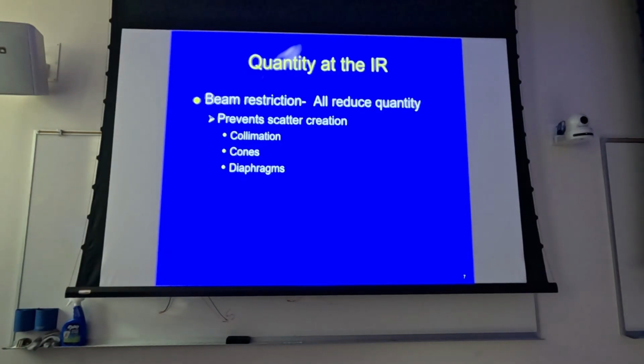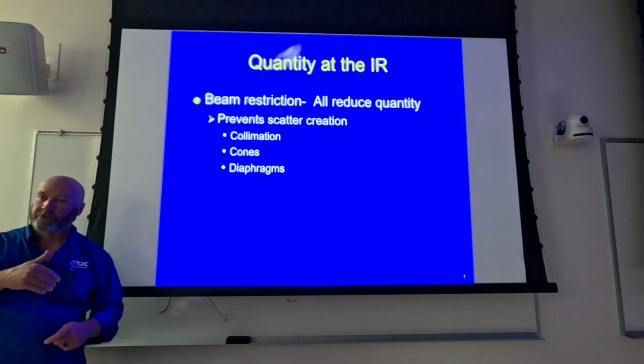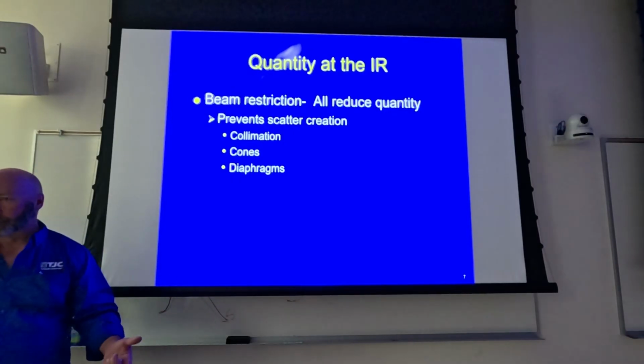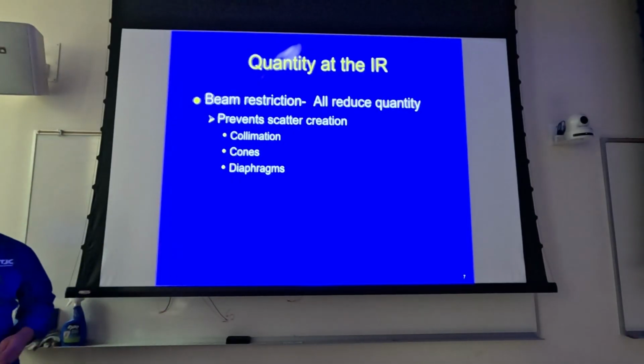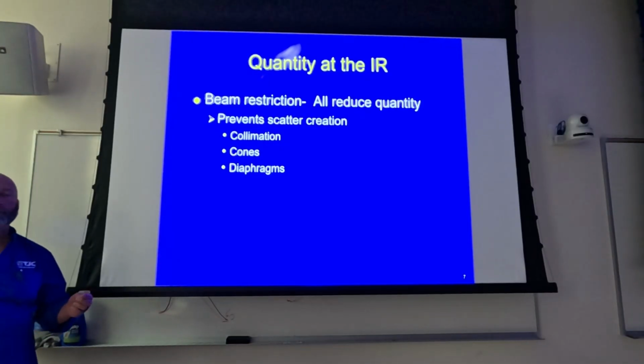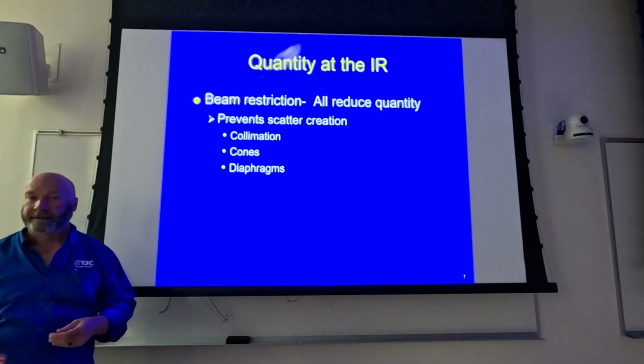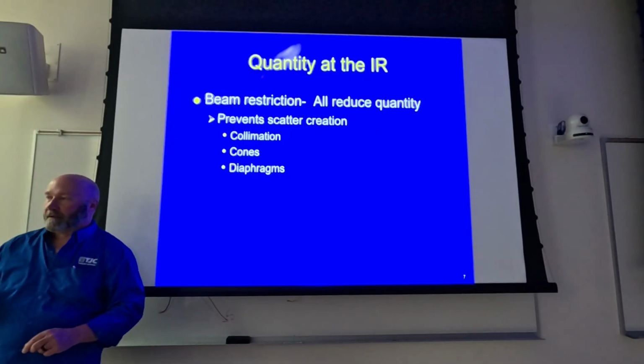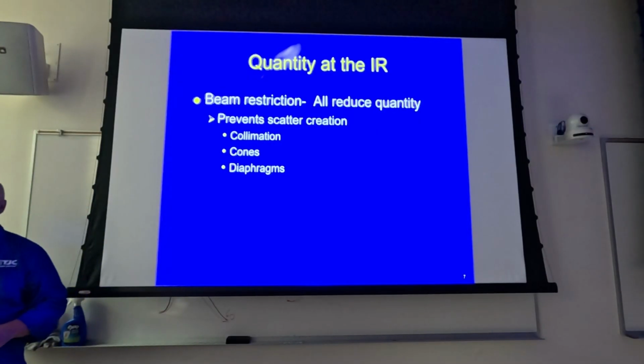You just don't see cones and diaphragms all that much anymore, but they prevent scatter from being created. So if you prevent the scatter from being created, then it's going to reduce the amount of image receptor exposure, okay? So if you reduce the amount of image receptor exposure, let's say you make an exposure on a KUB, and your index number is perfect for a KUB, and then you collimate in for an AP of the L spine, how's that going to affect your image receptor exposure?